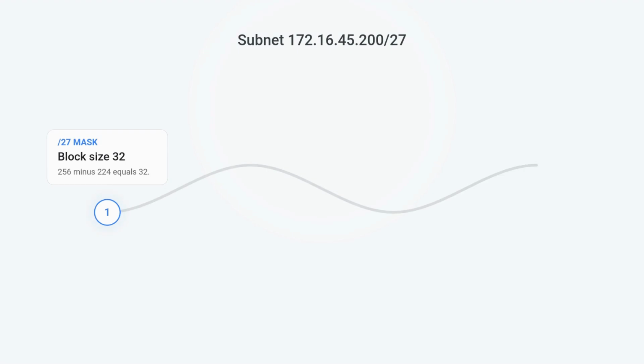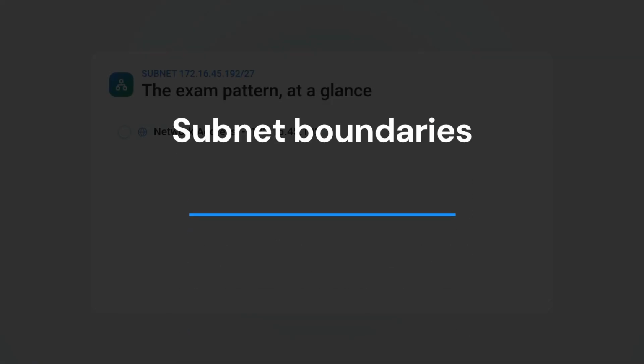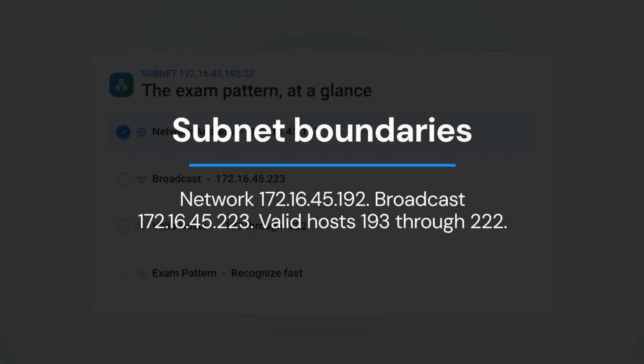With 172.16.45.200/27, the block size is 32. Count by 32 in the interesting octet until you bracket 200. The block starts at 192 and ends at 223. So the network address is 172.16.45.192, the broadcast is 172.16.45.223, and the valid hosts run from 193 through 222. That's the exam pattern you want to recognize fast.